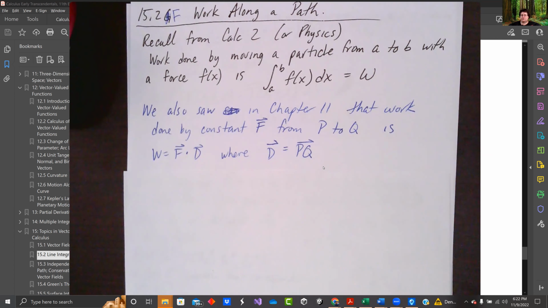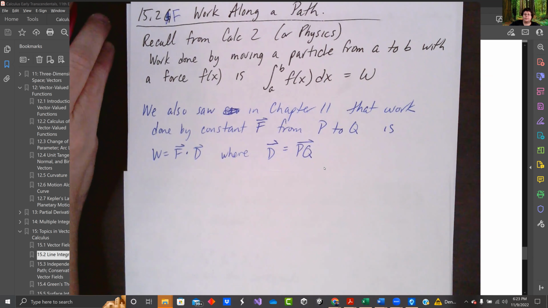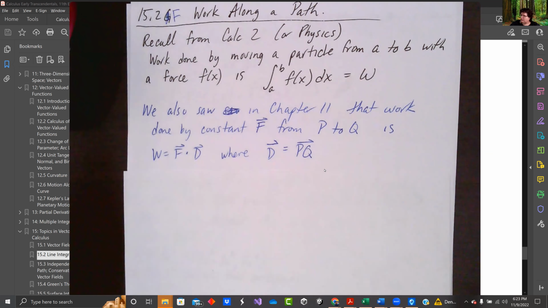So recall in Calc 2 or physics, if you want to do the work from moving a particle or something from A to B with the force being f of x, we could do the integral from A to B, f of x dx. That's our work. Previously this semester, we did the same thing with the dot product, F being the force in a particular direction, D being the distance or the line segment from P to Q, or the vector from P to Q, the starting point to the end point.